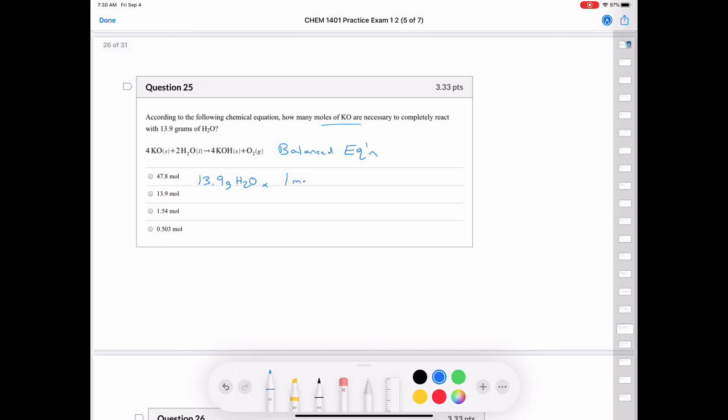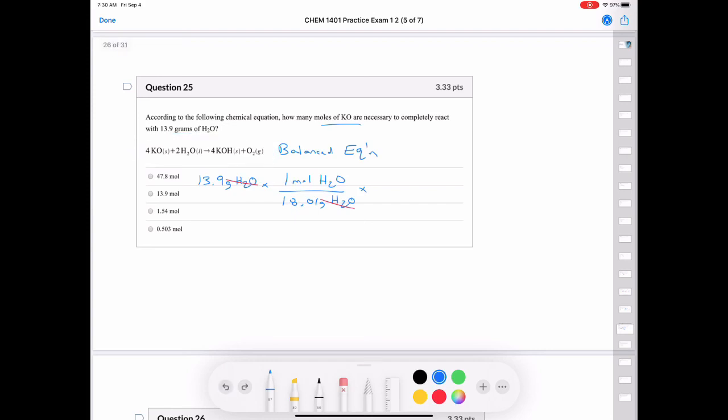So we'll put 1 mole of water, and I've gone ahead and calculated the molar mass of water, which is 18.01 grams of water. And you can see that the mass of water cancels out, and we'd be left over with moles of water, but we want the moles of KO. And so we're going to have to use another conversion factor, and we're going to go to our balanced equation to get that conversion factor.